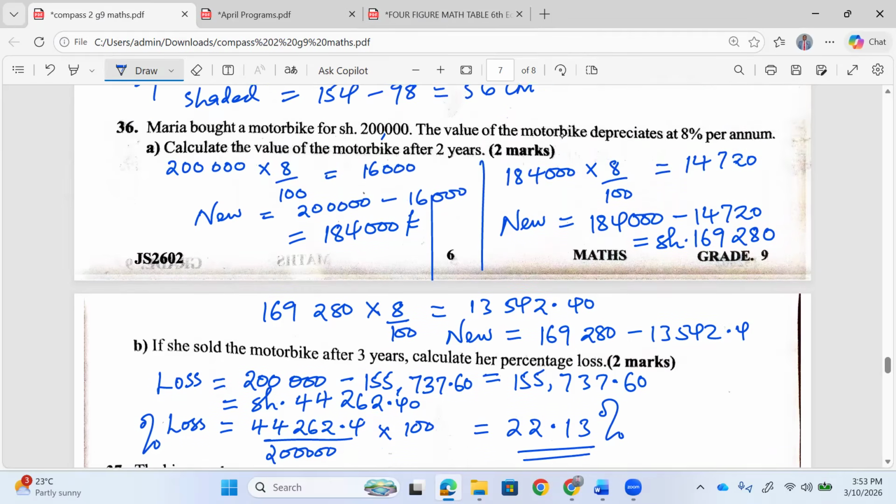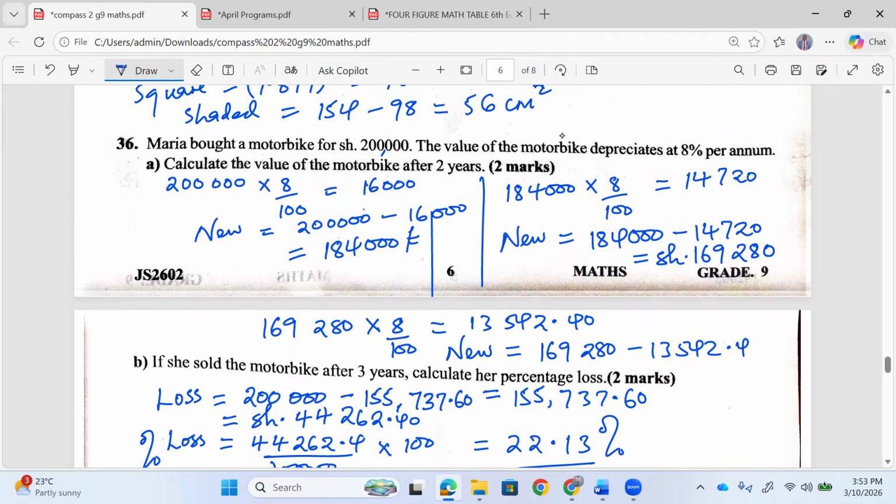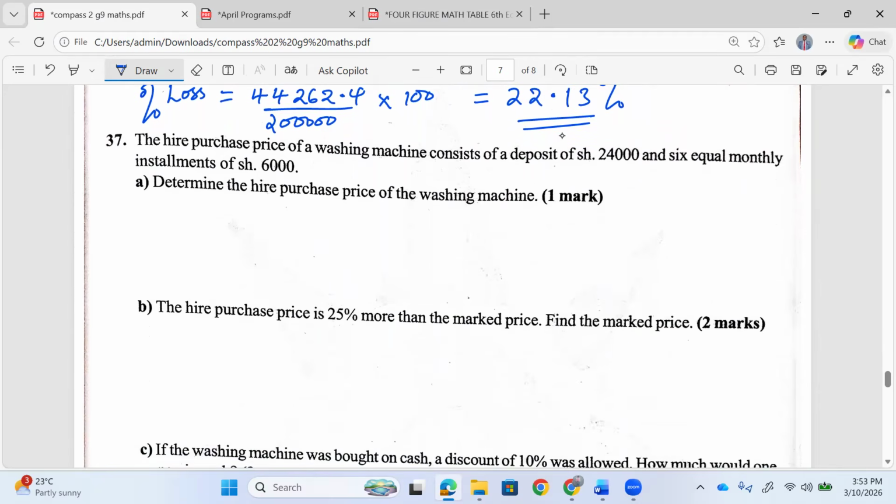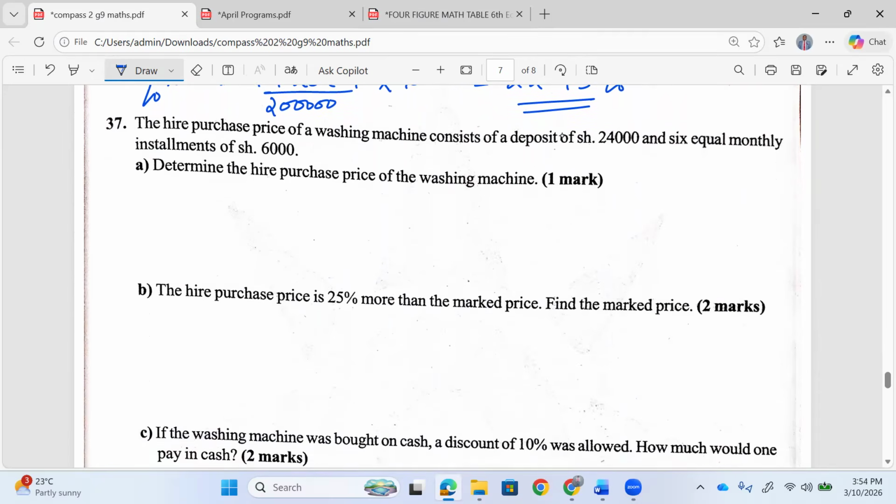What you're supposed to know is that you can even be asked about the value of the motorcycle after 5 years, after 4 years. So you're supposed to know how you should flow with the question. After 1 year, it depreciated by a certain amount. The new value became this. After second year, it depreciated by this amount. The new value became this value. Until the year that the examiner is interested in, you are supposed to be very careful in such a case. And the questions are very simple.